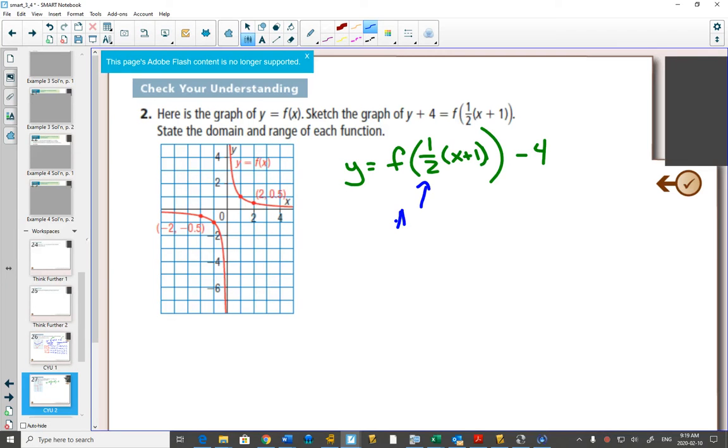Can you see this is inside, so it's going to be a horizontal stretch. You're going to multiply x by 2. This is a horizontal translation, 1 to the left. And this is a vertical translation, 4 down.